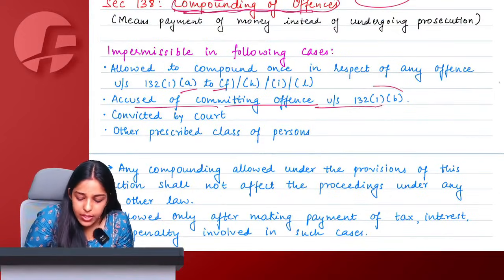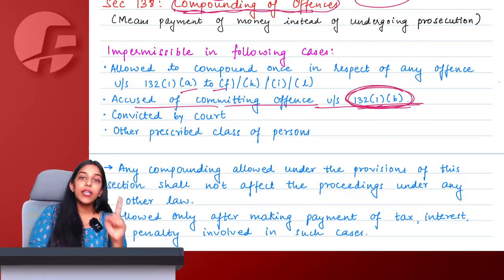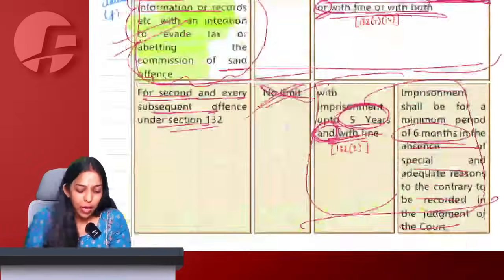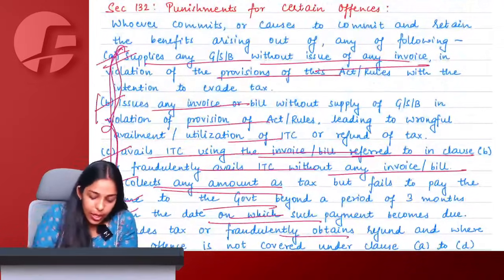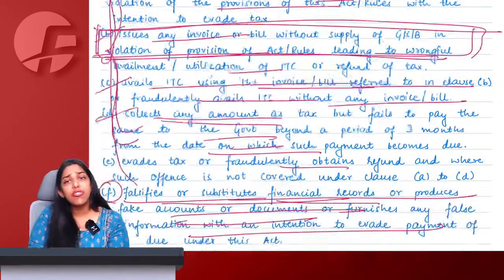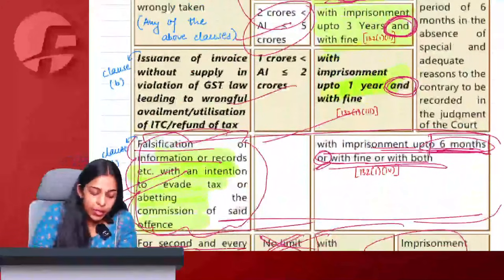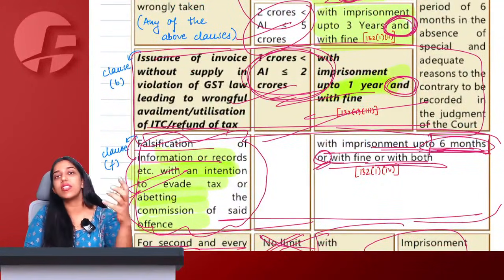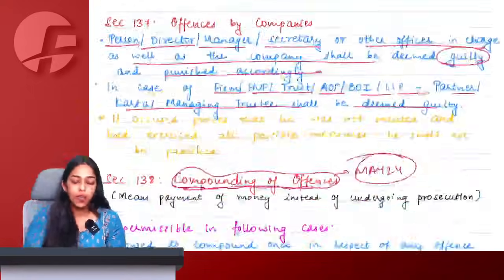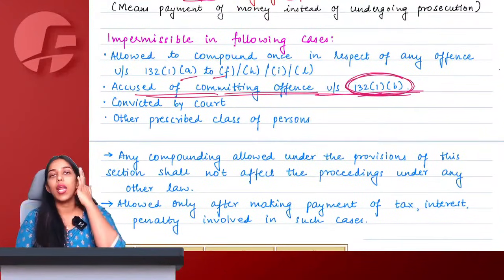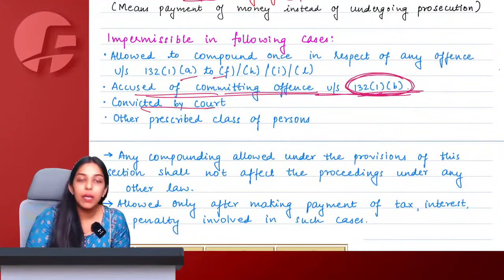Accused of committing an offence under 132(1)(b): particularly for 132(1)(b), even the first time compounding will not be done. Ma'am, what is 132(1)(b)? This is issuing fake invoices. Government is very strict with respect to fake invoices. Even for fake invoices, they have given this 1 to 2 crore limit, which they have not given for all offences. So here the government is saying that for 132(1)(b), the fake invoices point, we are not going to allow compounding. Or you are already convicted by a court, or you are a prescribed class of person.